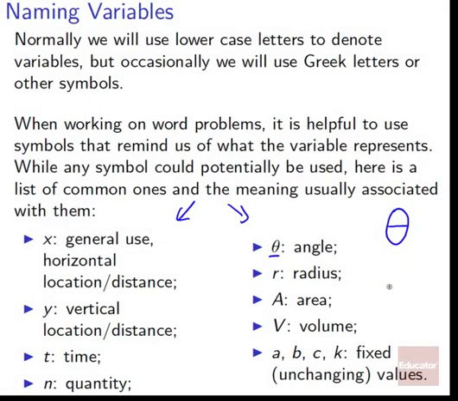A with a capital A is area, capital V is volume, and we often use A, B, C, and K to represent fixed, unchanging values, values that aren't going to vary and change into other things, things where we know that they are going to just stay the same, but we don't know what they are yet, or we might decide on what they are later on. Anyway, this gives us a general idea of what the normal sort of stable of variables we constantly encounter are.